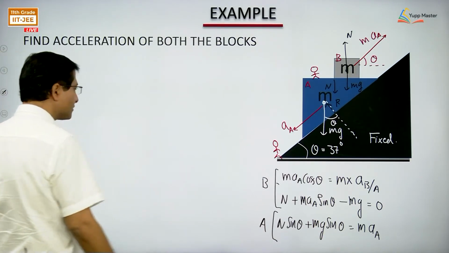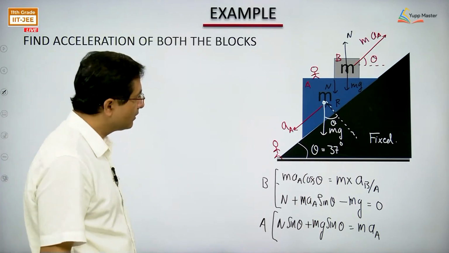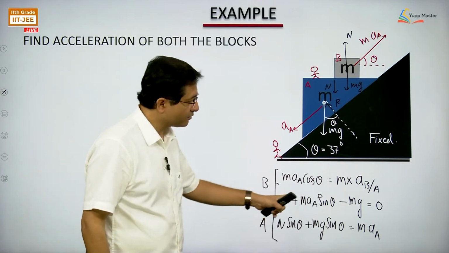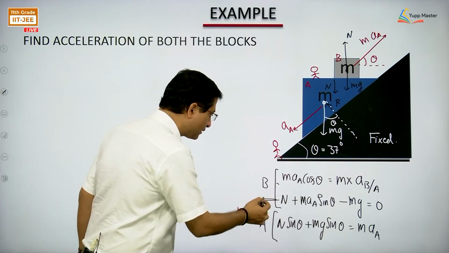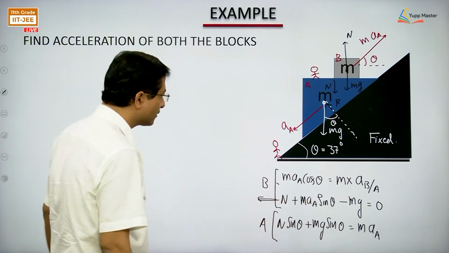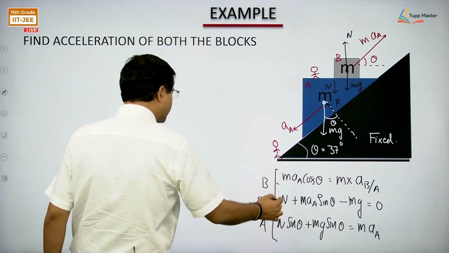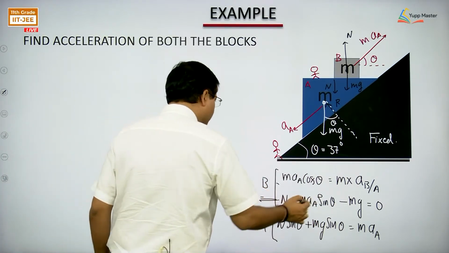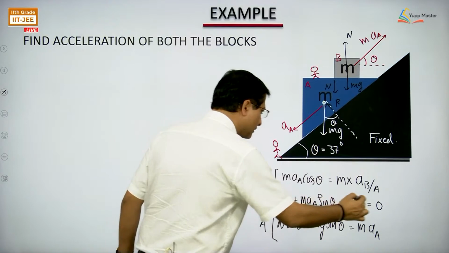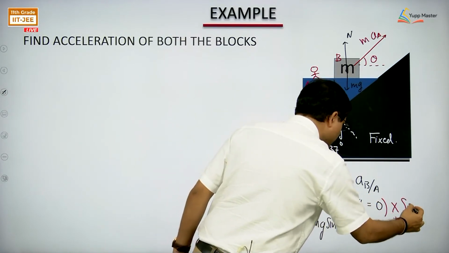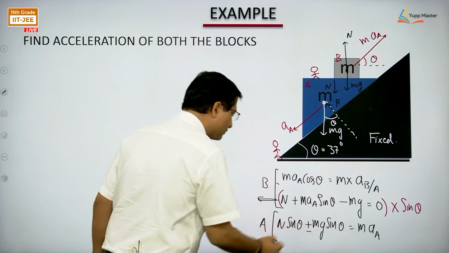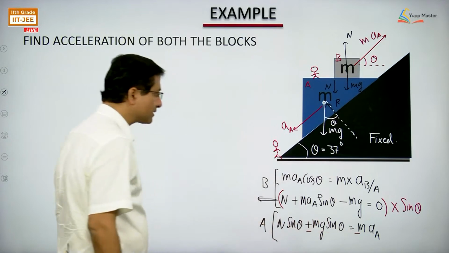Let's solve these equations. If I want to find out a_A, I multiply this whole equation by sin theta. This equation we already have n sin theta. Then I'll subtract this equation from this equation, so here minus will come, here minus will come. Let's see what we are getting.